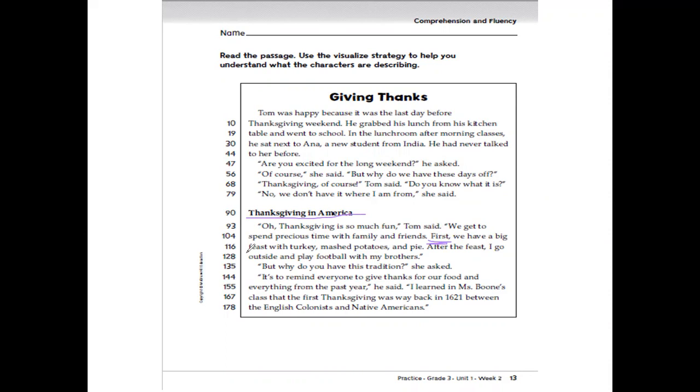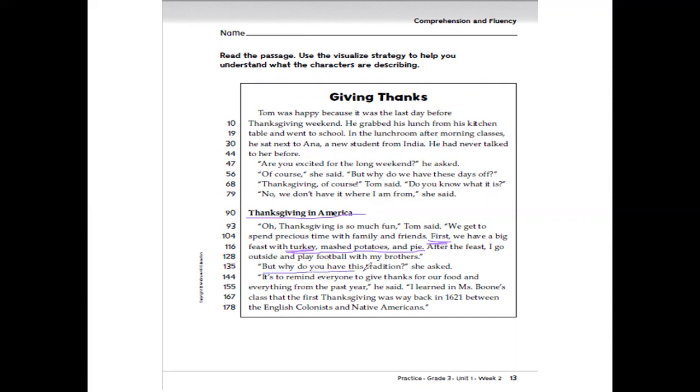What's the meaning of big feast? That means a big meal. How did we know? Because they said here, we have context clues: turkey, mashed potatoes, and pie. That means they have a lot of food, so the feast is a big meal. After the feast, I go outside and play football with my brothers.